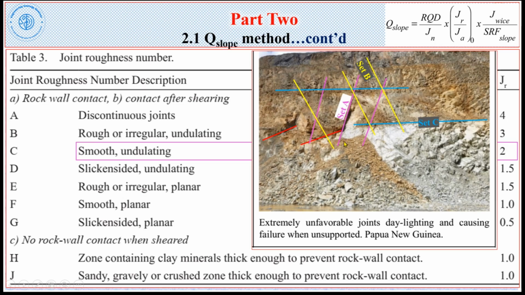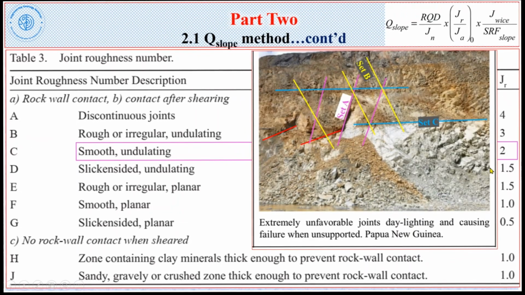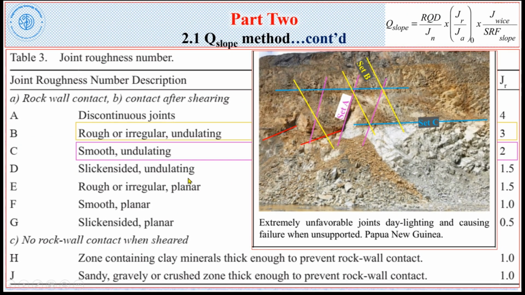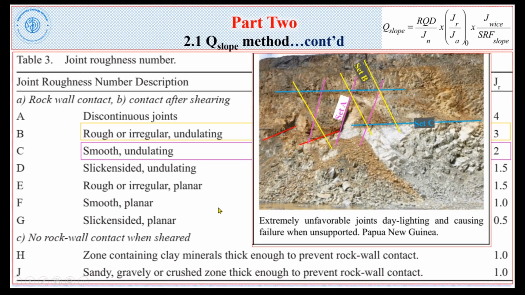But we have to consider also other joints, especially the critical joints. Joint set A is the most critical one, and the second critical joint is joint set B. If we consider, for example, wedge failure in this place, we have to at least consider the two joints, joint set A and joint set B. For joint set A, I assumed smooth and undulating, so I will take rating 2. For joint set B, all joints aligned in this direction, I consider them as joint set B, and the roughness degree is more than joint set A. So rough or irregular undulating, and then the corresponding JR rating value will be 3.